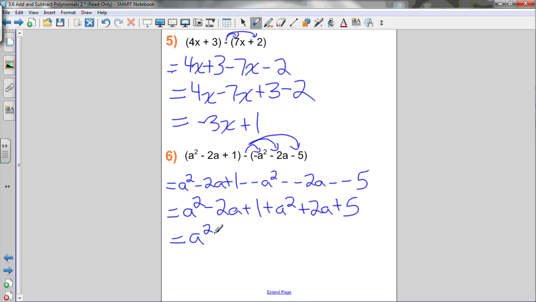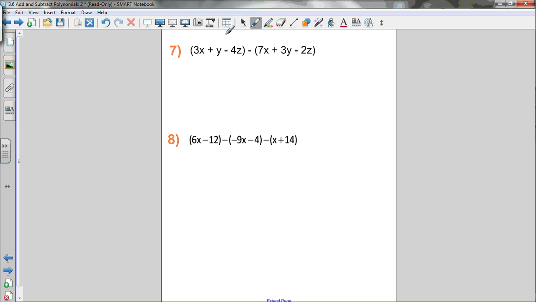Now collect your like terms. I'll group them first before I collect them to make sure I don't forget any. So I have an a squared here and an a squared here. I'm going to group those. I have a negative 2a and a positive 2a. And I have a couple constant terms. I have a positive 1 and a positive 5. Now let's simplify. 1a squared plus 1a squared gives me 2a squared. Negative 2a plus 2a gives me 0a. So those are gone. And 1 plus 5 is 6. So that's simplified.